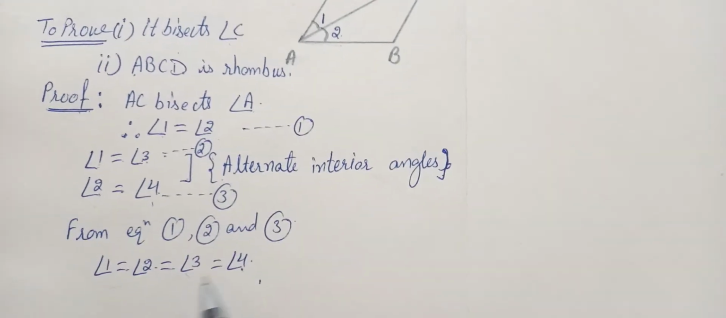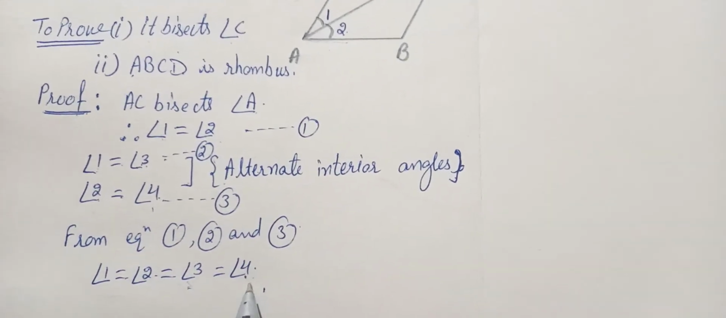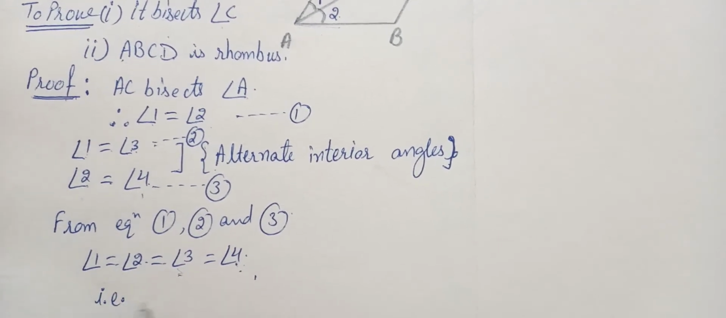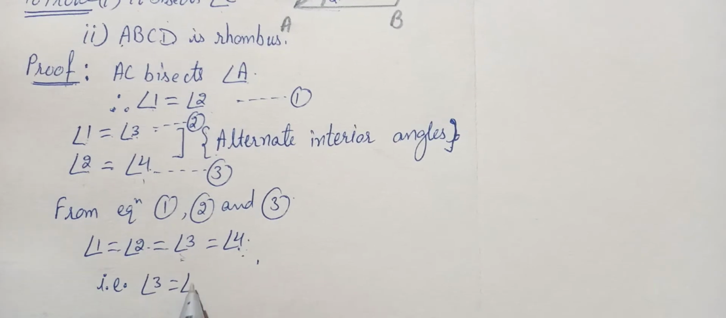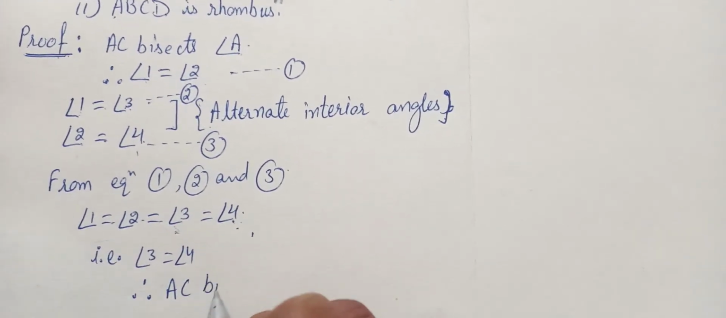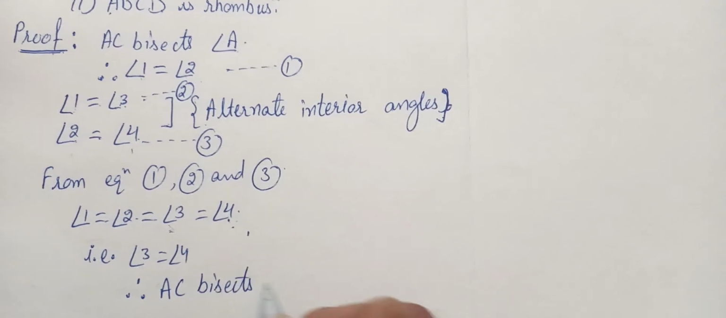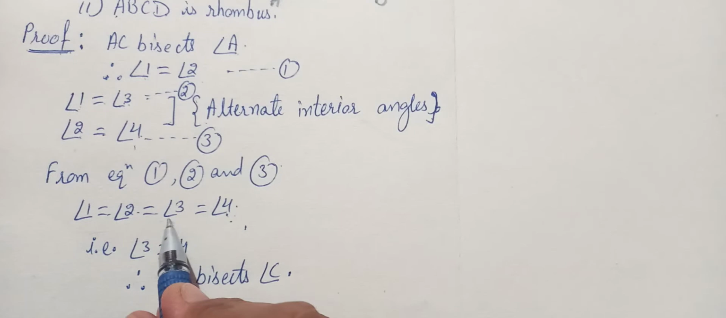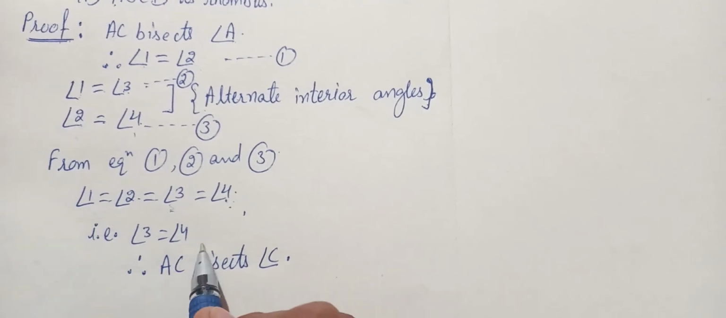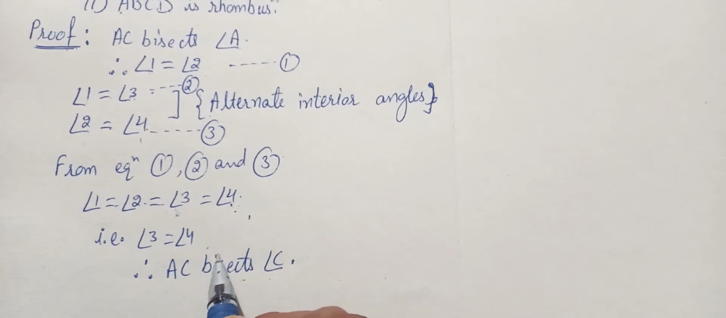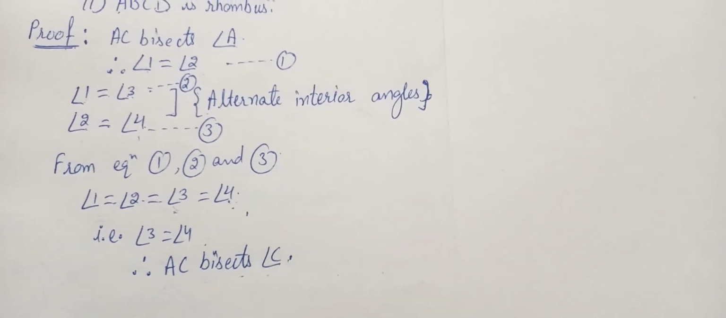And we had done this thing here. Angle 3 is equal to angle 4. Okay, so we will write that is angle 3 is equal to angle 4. Therefore, AC bisects angle C. Okay, so from this whole statement we picked out this much, that is angle 3 is equal to angle 4. Therefore, AC bisects angle C. So first thing is proved.